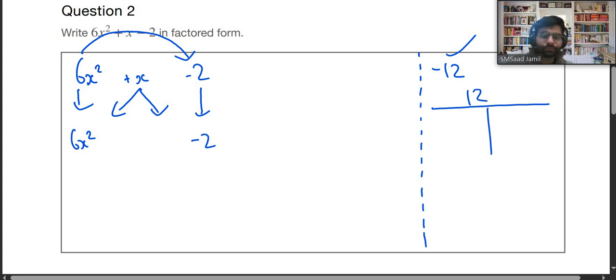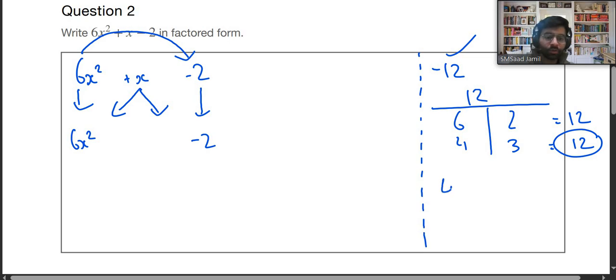Alright. So look, I will write 12. Let's say 6 times 2 is 12. But if I add 6 and 2 I get 8. And if I subtract 6 and 2 I get 4. I do not get 1. Now let's say 4 and 3. 4 times 3 is 12. And if I subtract 4 and 3 I also get 1.